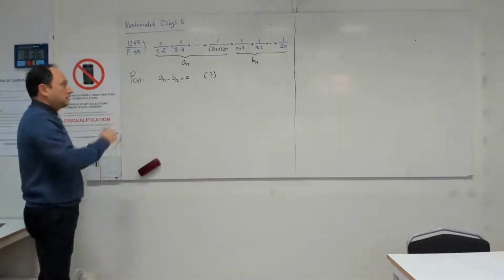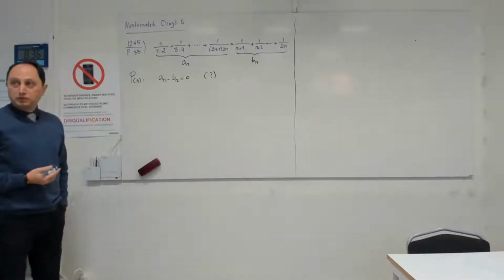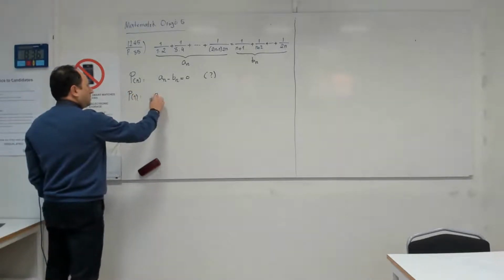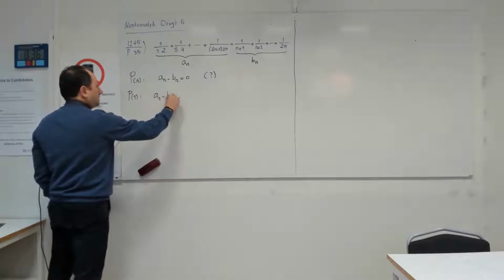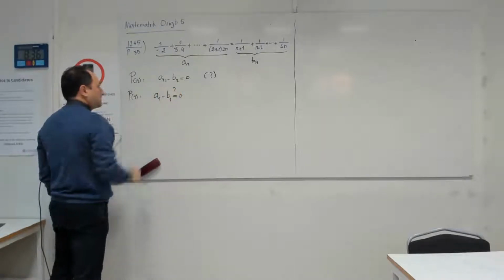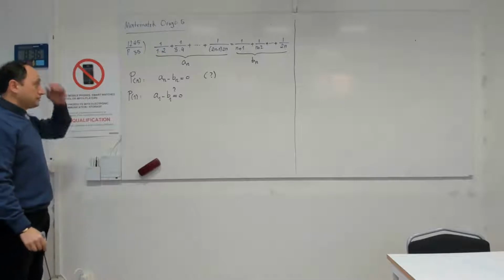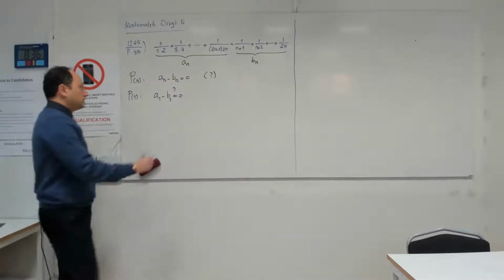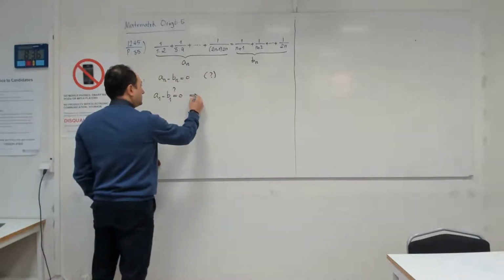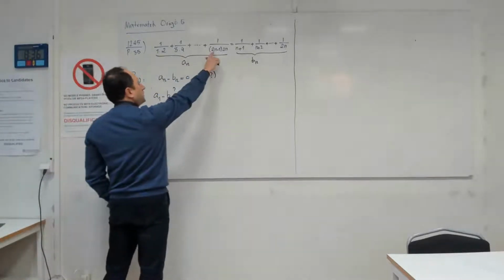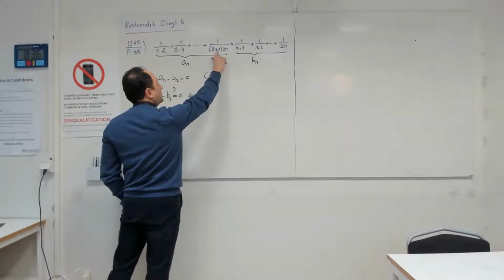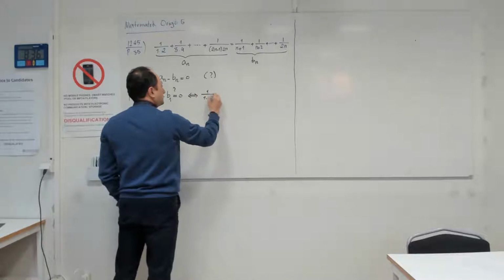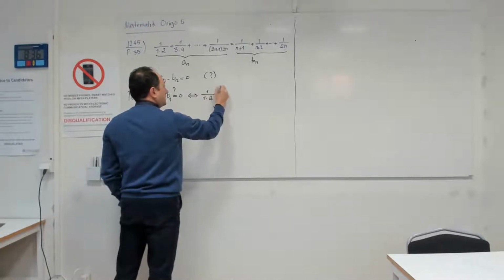Okay, so the first thing that I need to check is the truth of P1, yes? So what should I write? P1 means A1 minus B1 equals 0. This is what I need to check, if this is true or false. Okay, but what is A1? If you put 1 here, this becomes 1 times 2. So that's the first term. So it's 1 divided by 1 times 2.